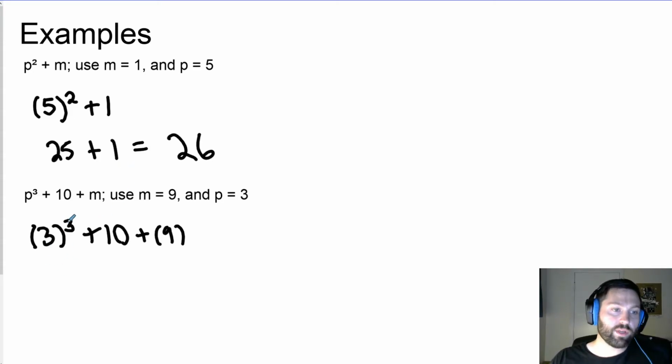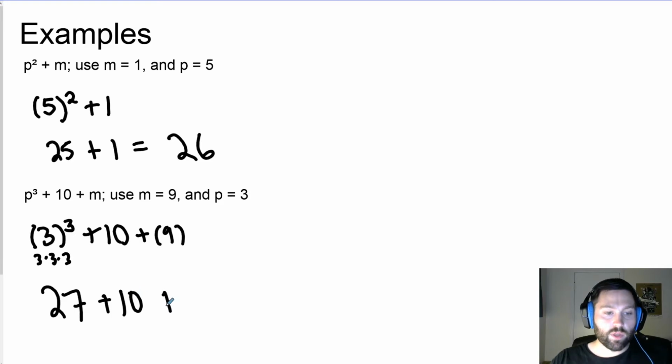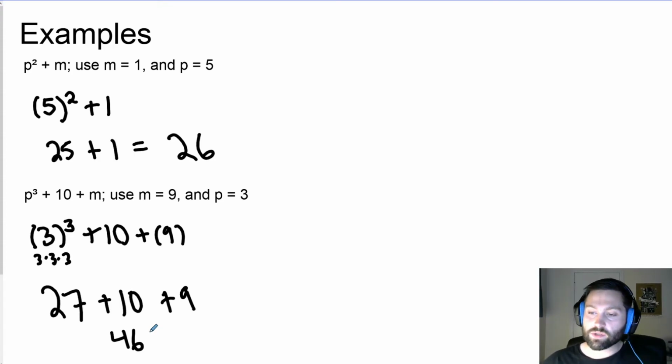So if you take 3 to the third, that's really taking 3 times itself 3 times. So this is really the equivalent of saying 3 times 3 times 3, which is 27. So 27 plus 10 plus 9. So 27 plus 10 is 37, plus 9 is 46. So the final evaluated result is 46.